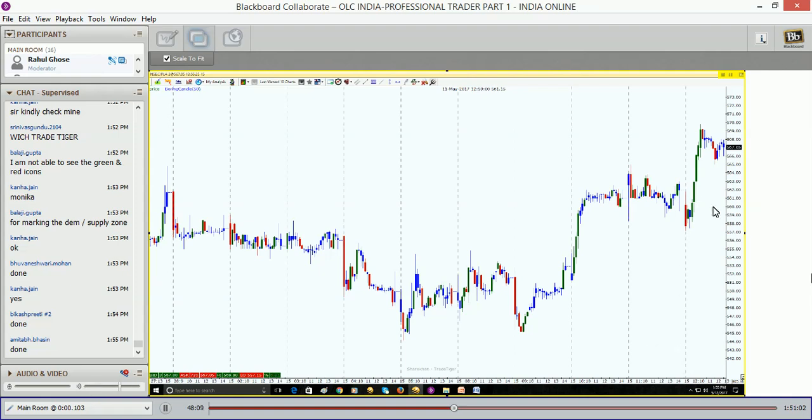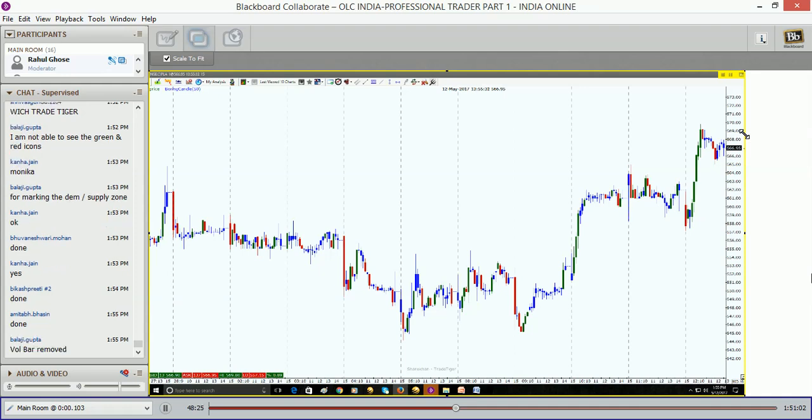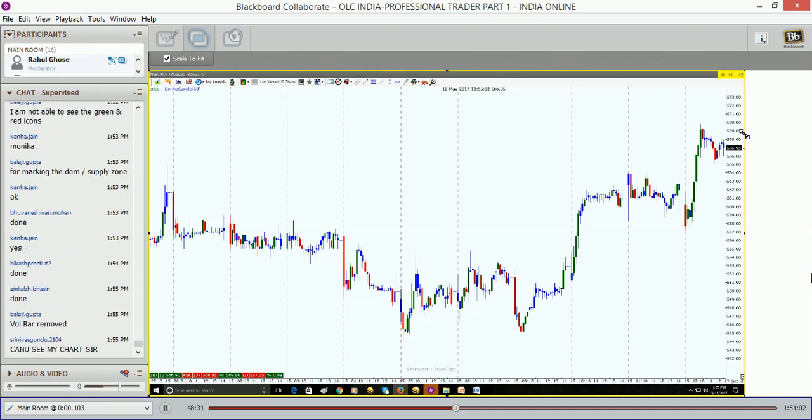Amitabh says done. Let's have a look. Amitabh. Perfect, Amitabh. Perfect. Balaji, volume bar removed. Okay, now you need to mark your zone, Balaji, as per the rules that I have taught you.